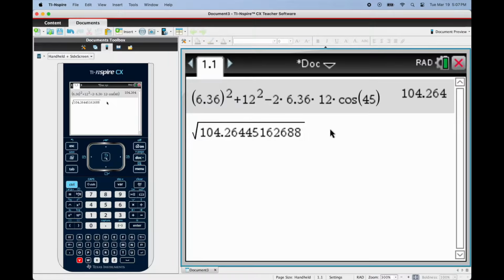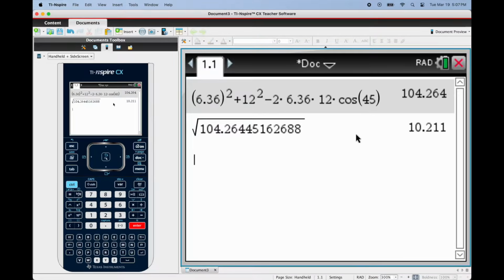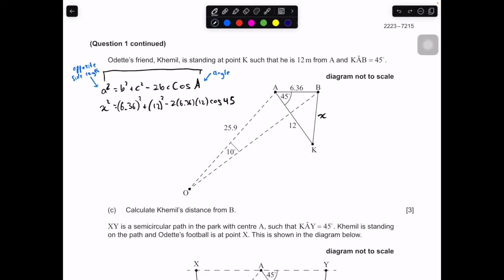Essentially, you could have set it up with an n-solve, just writing x squared is equal to all of this business, but this is the same way as well. So 10.211. Okay, going back to the document. Therefore, x is equal to 10.211, or to 3 sig figs, x is equal to 10.2. That's Camille's distance from B.